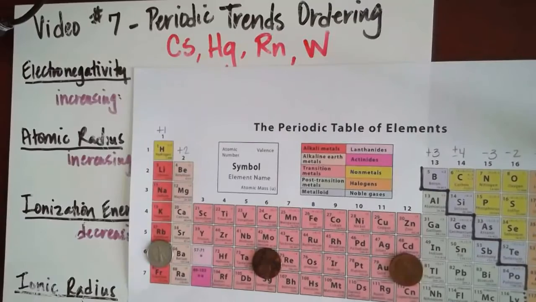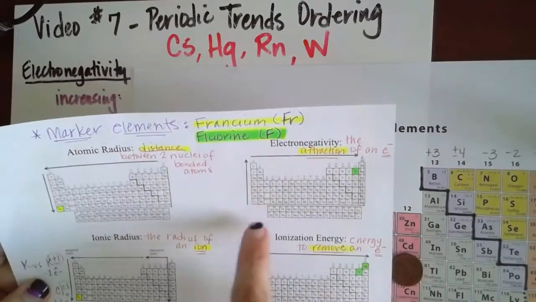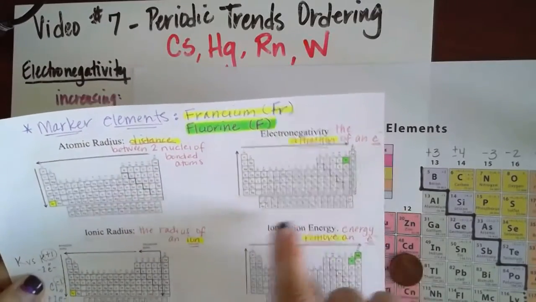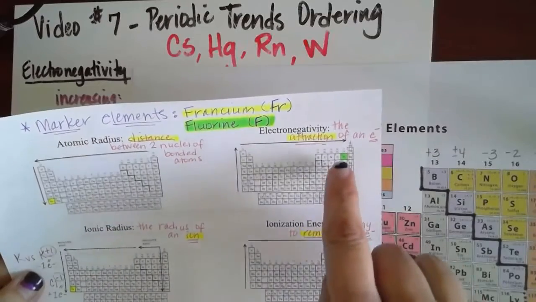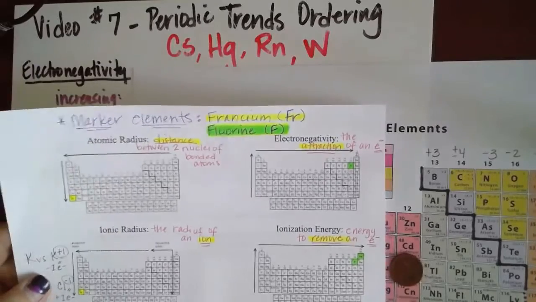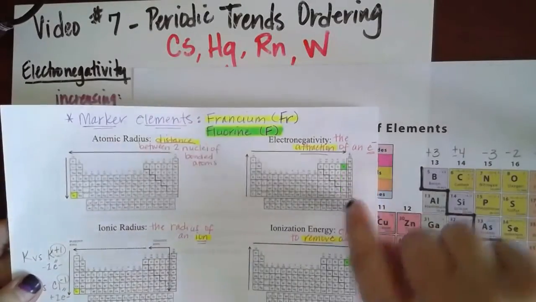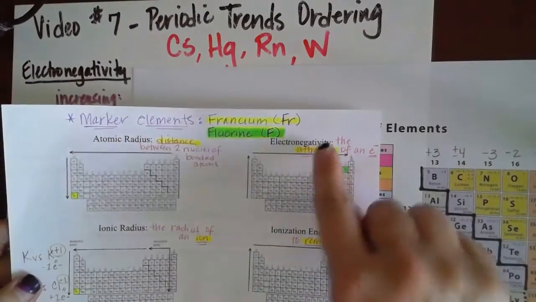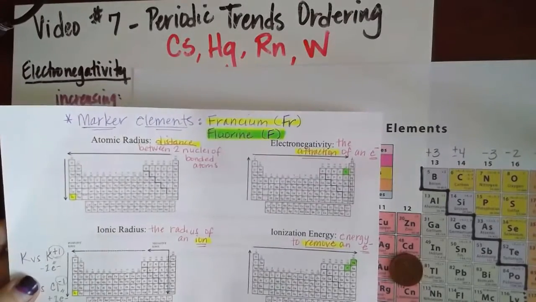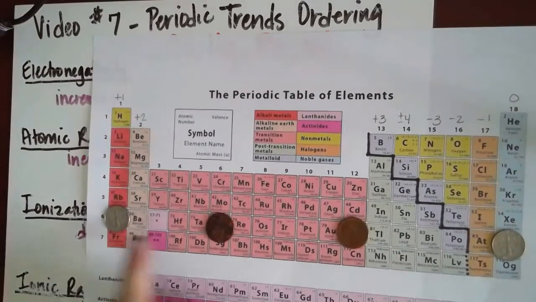Well, give it a shot, but I'm going to tell you right now, if you look at your little chart and we look for our marker elements, the fluorine and the francium, we know that if it's closest to fluorine, it's going to have the greatest electronegativity, which means that it's going to be the biggest or greatest on the periodic table. Remember, noble gases don't count, because they do not want to attract an electron. They are perfect the way they are. So with that being said, if you were to put these in increasing order of electronegativity, I hope you noticed that I already tried to trick you. If you didn't, let me verify.